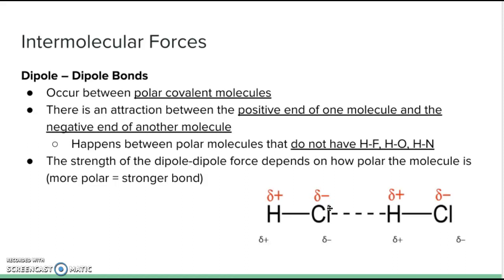So if I have an HS, if I have an HCl, if I have an HBr, I'm going to now have dipole-dipole, right? So it's the same thing as a hydrogen bond, right? Polar covalent molecules attracting the positive and negative ends. The only difference is I don't have these three elements attached to hydrogen, right? So that's why this is dipole-dipole, okay? The last thing to note is the strength of a dipole-dipole depends on how polar the molecule is. So if I'm more polar, I'm going to have a stronger bond.